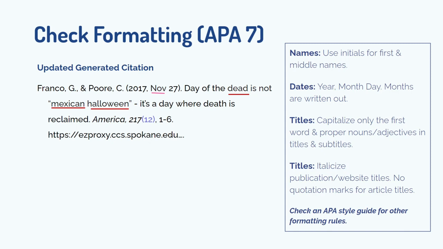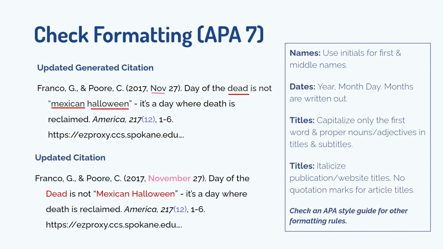There are other formatting rules. These are just the most common ones that I tend to run into. If you want to know more about other formatting rules, please check out the official APA style website. So here's what my updated and final citation would look like. I've written out November, I've capitalized the proper nouns in the article title, and I've added that issue number. Please note, I would write out the entire URL. I just didn't for space saving in this video.